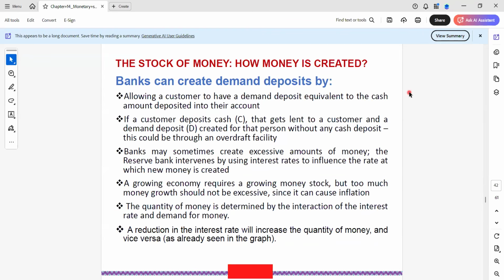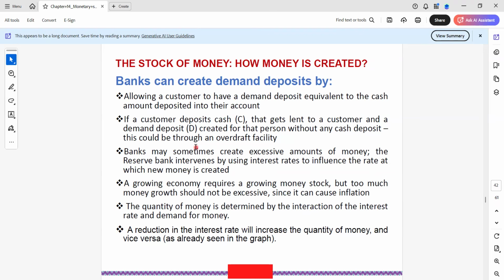Allowing a customer to have a demand deposit equivalent. So banks can create demand deposits. Remember demand deposits, we said that refers to your what? The example is your debit card, which is money that can be withdrawn at any time when you want to use it, right? So a bank can create demand deposits by allowing a customer to have a demand deposit equivalent to a cash amount deposited into their account. Obviously, the amount that you deposited into your account will be the same amount that will be on your debit card.